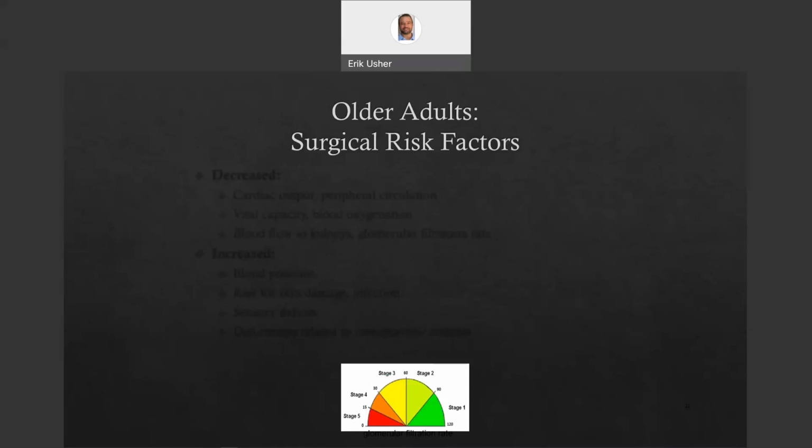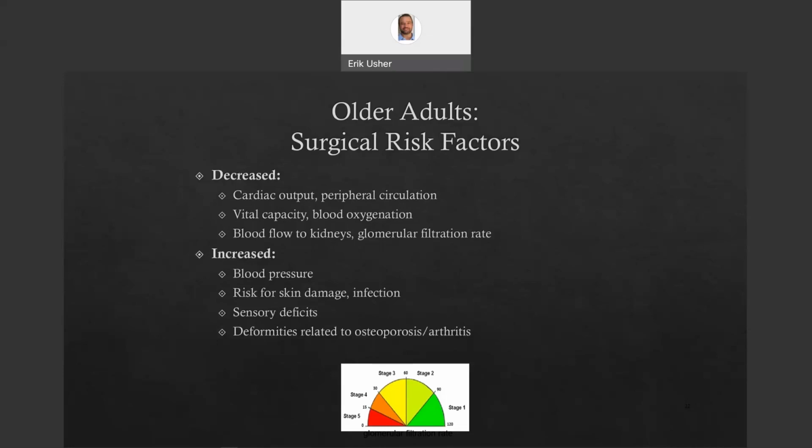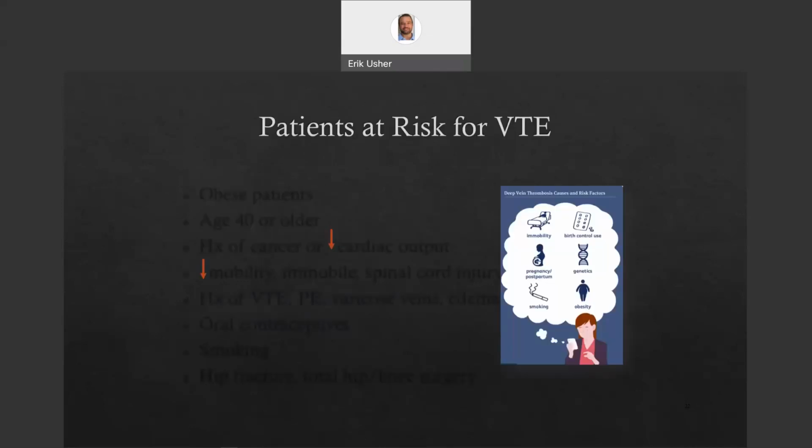So other people that are at risk are the elderly population. So they have decreased cardiac output, peripheral circulation. Again, that's all for healing. That'll impair that. That'll impair oxygenation and sometimes anesthesia delivery, vital capacity and blood oxygenation. Again, they're going to be intubated for a while, blood flow to the kidneys, and glomerular filtration rate. Again, those slow down, so they need a little bit less anesthesia usually. They do have an increase in blood pressure predominantly, risk for skin damage and infection, sensory deficits, so they may not be able to tell you that they're feeling breakdown or pain, deformities related to osteoporosis and arthritis, and that goes back with positioning in the OR too.